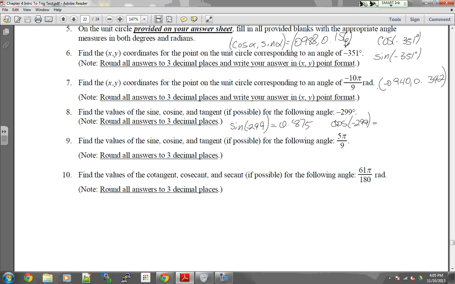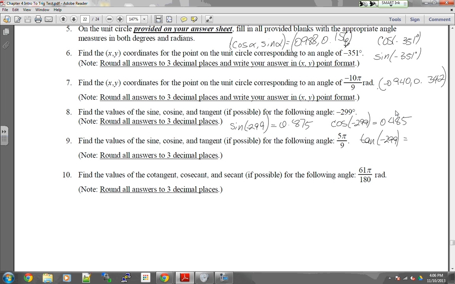And then the tangent of negative 299. All right. Now there's two ways you can do the tangent. The easiest one, since we know the angle, is to just do the tangent of negative 299, and that's 1.804. All right, that's the easiest way to do it.